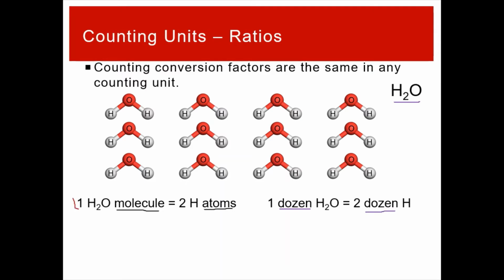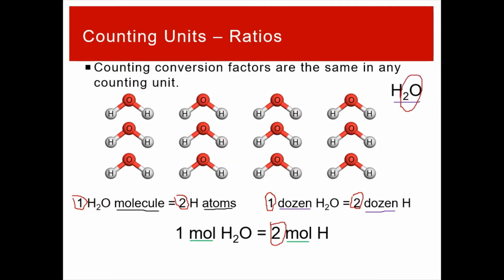But importantly, 1, 2, 1, 2. Those stay consistent. This is true for any counting unit that I potentially have. So I could bump it up to moles, and I could see that 1 mole of water is 2 moles of hydrogen atoms. We can see that this 2 comes from the molecular formula.